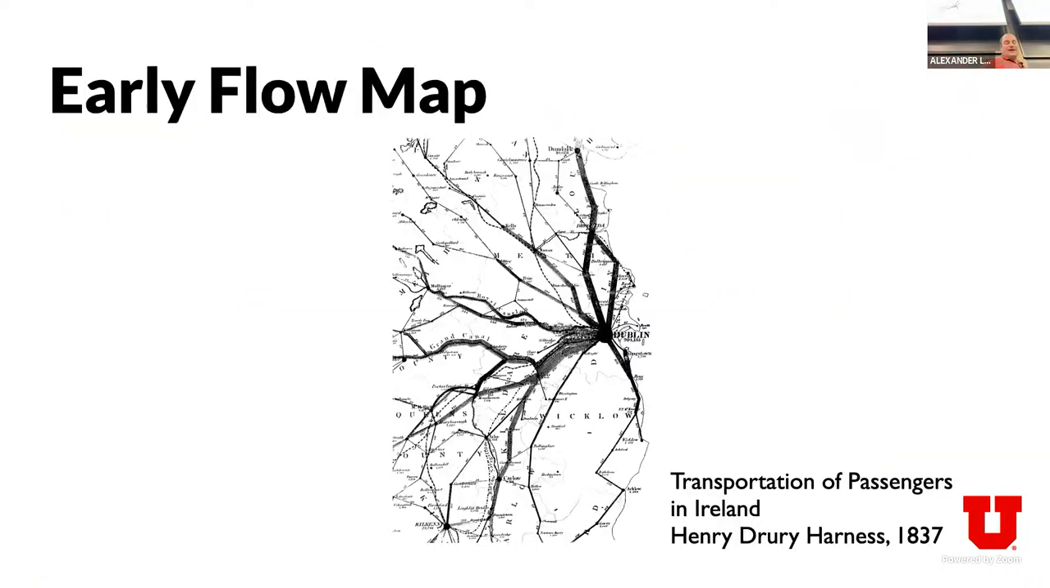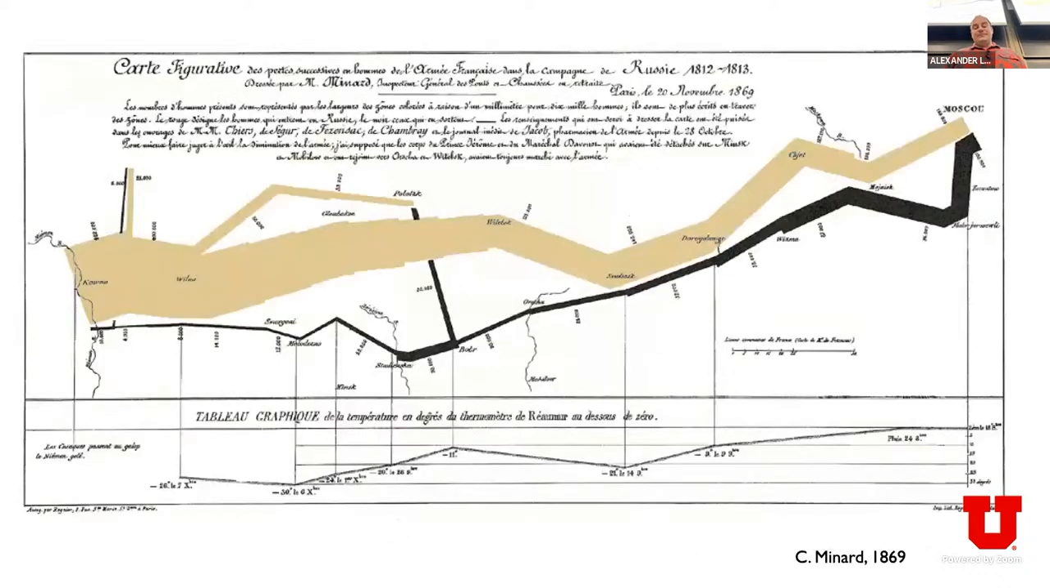Okay, flow maps. Flows are important, right? People move. We want to understand how people move and goods move and, you know, everything else is in movement around the Earth. And so we need to be showing flow on top of space. And here is an early flow map. This is transportation of passengers in Ireland in 1837. And you can see that, of course, everything here is connected to Dublin. And so it's easy to get in and out of Dublin.